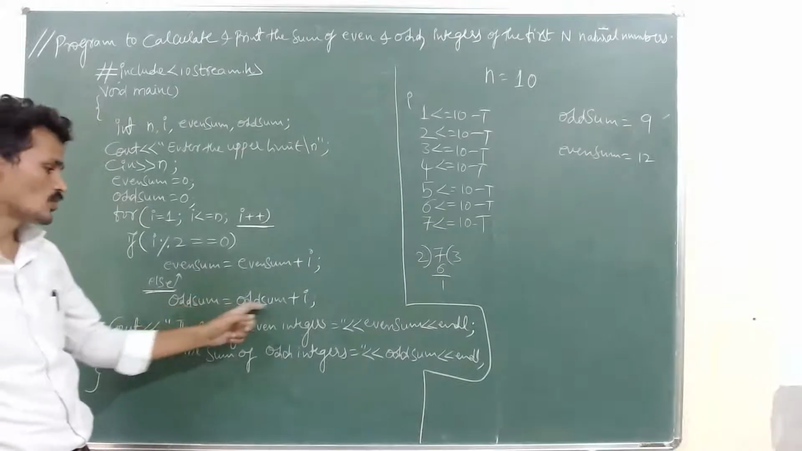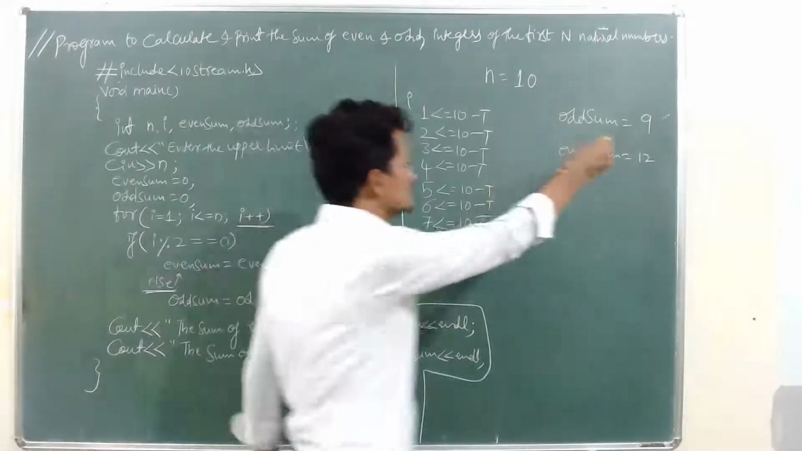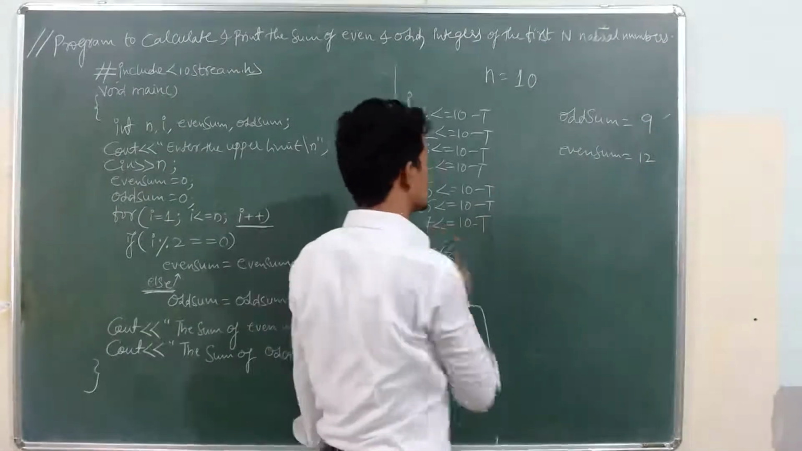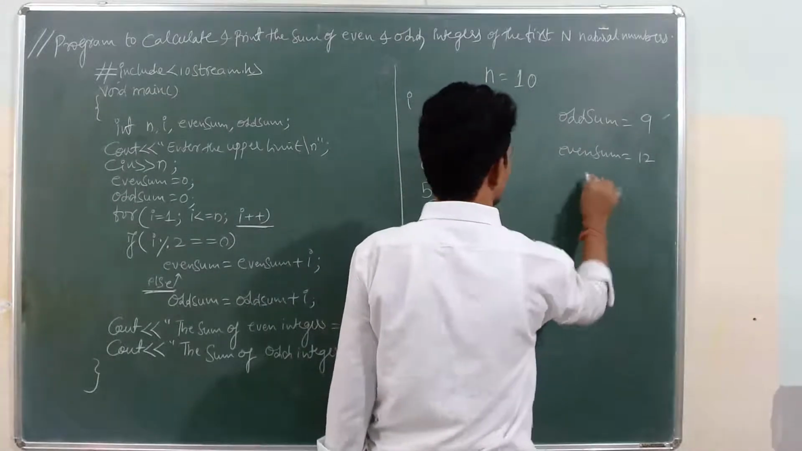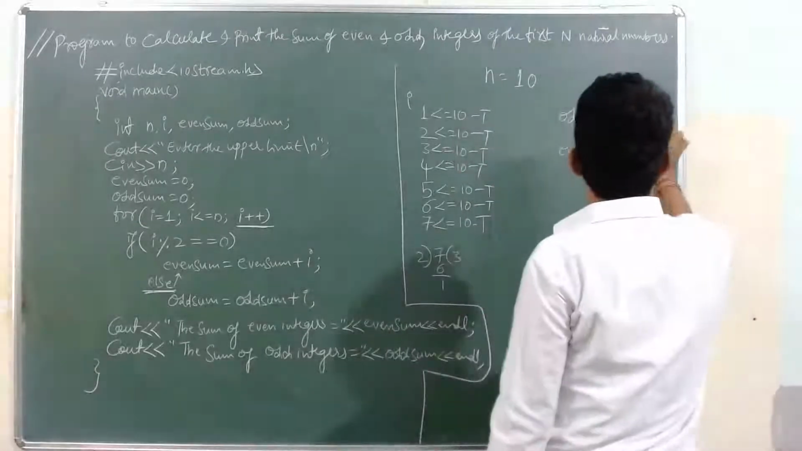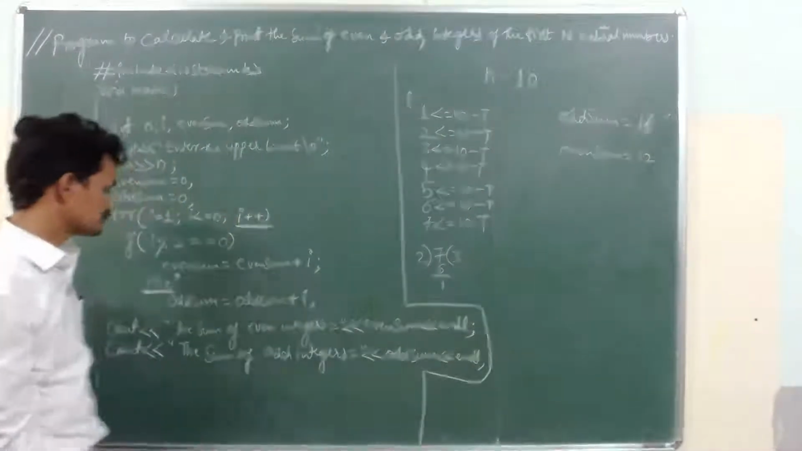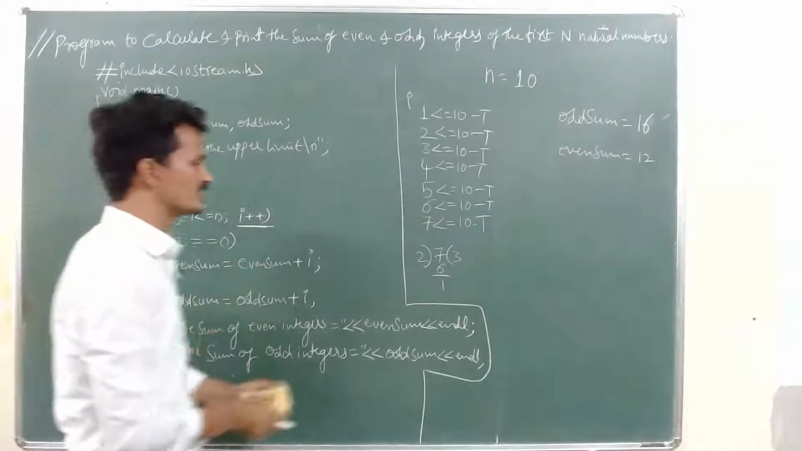So odd sum is equal to odd sum plus I. Odd sum is 9. And what is the value of I? 7. So 9 plus 7 is 16. 16 is assigned to odd sum. Again it goes to the for loop and I gets increased by plus 1.